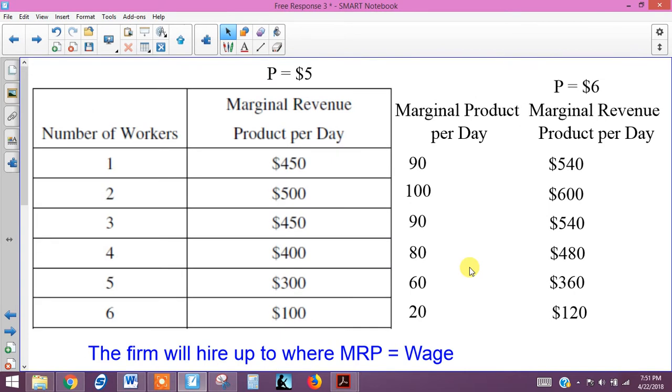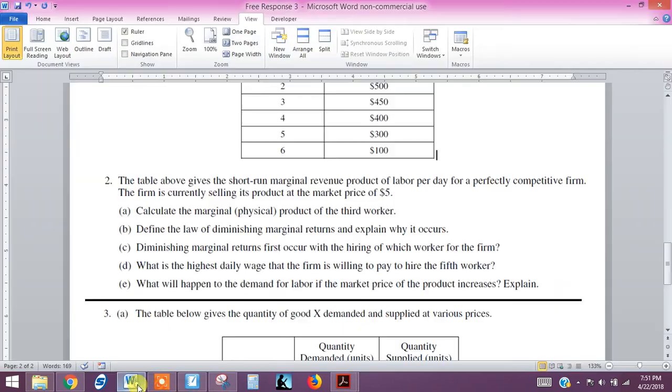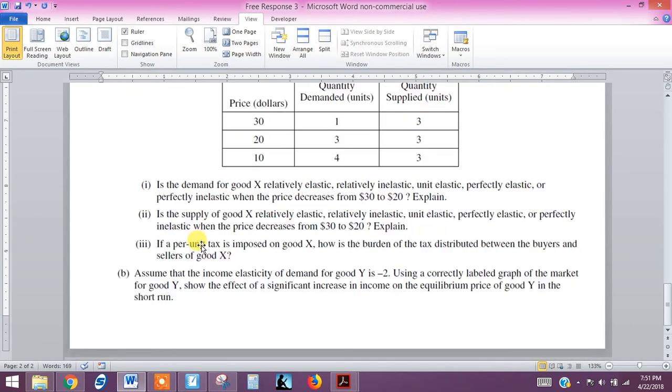Okay, and that takes care of question 2 for your free response 3. When we come back, we'll look at question number 3.